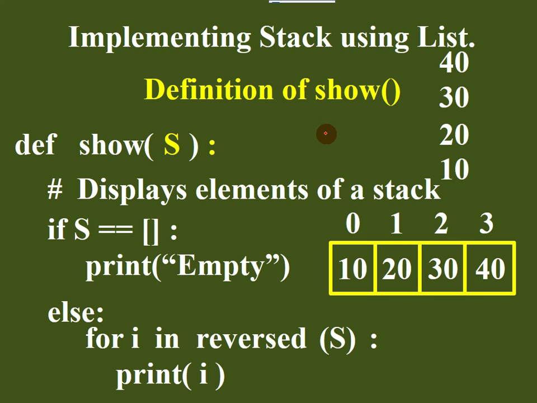The first one, push, used to insert an element into stack implemented using list. The next one is pop, to delete the topmost element from stack. The third one, peek, that does not delete the topmost element, it returns the topmost element. And finally the show function, which displays each and every element of stack starting from the topmost element and ending at element at the bottom.